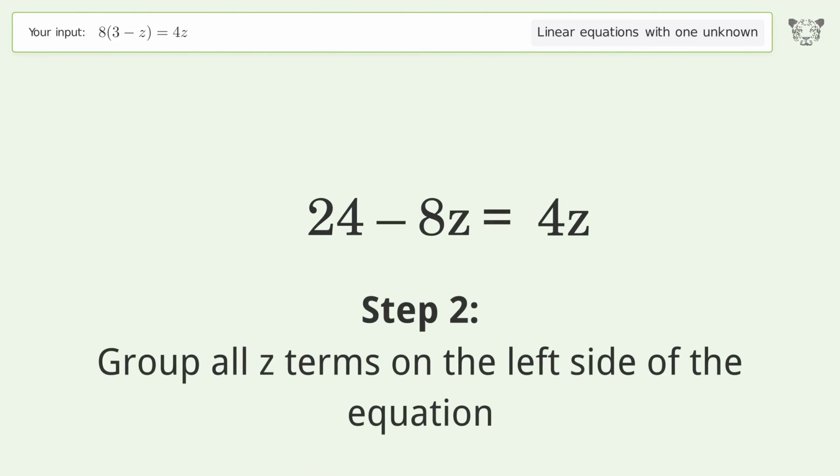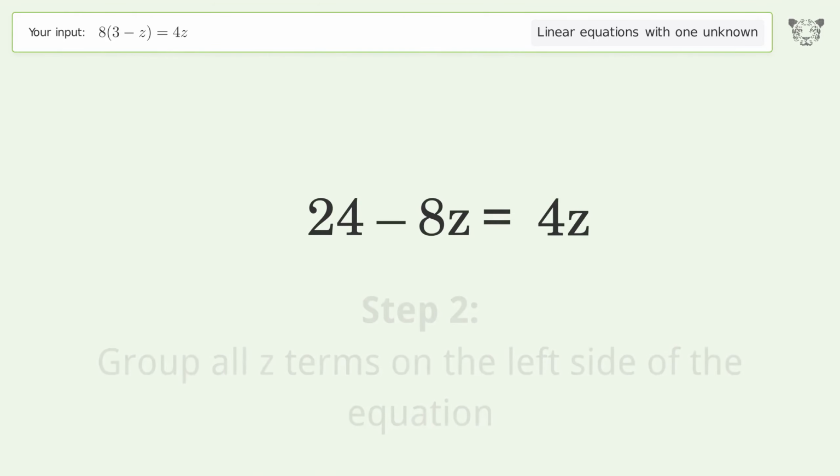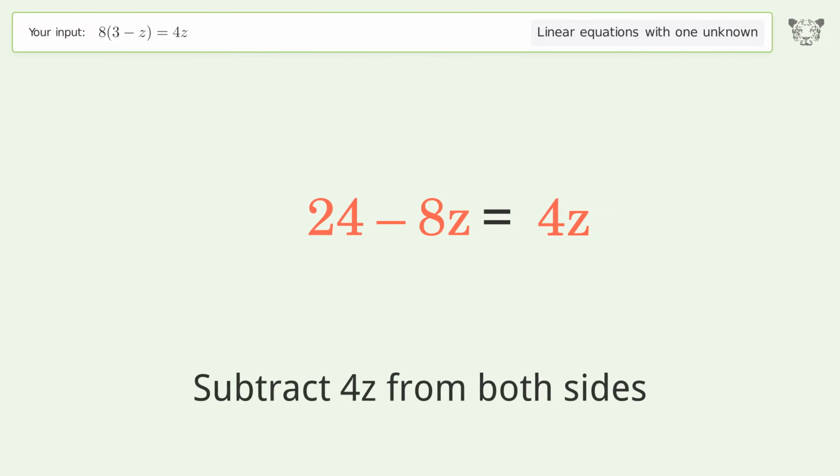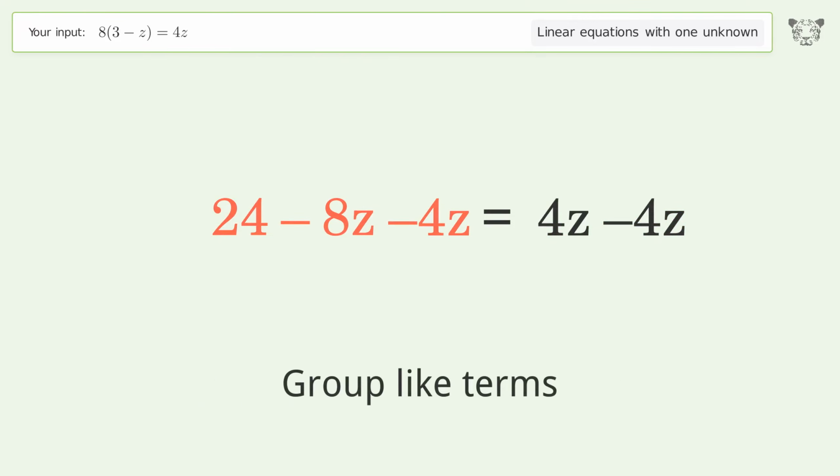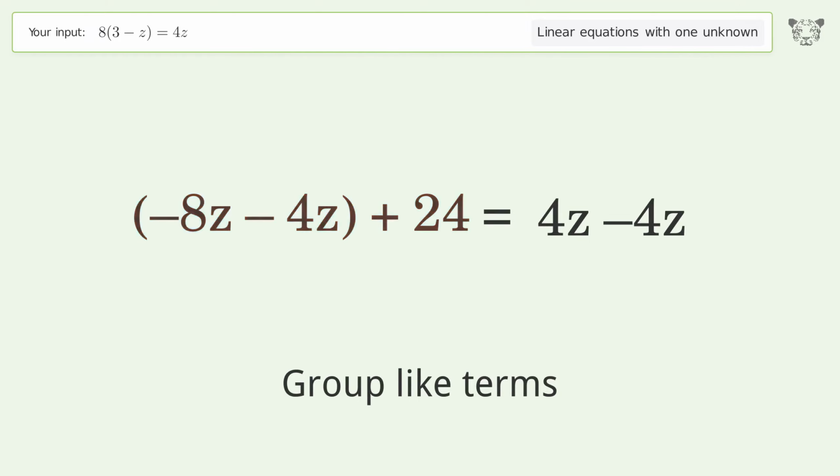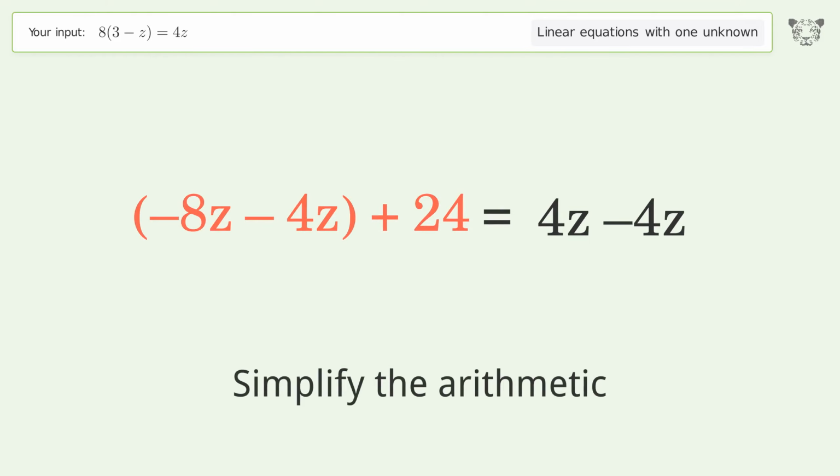Group all z terms on the left side of the equation. Subtract 4z from both sides. Group like terms. Simplify the arithmetic.